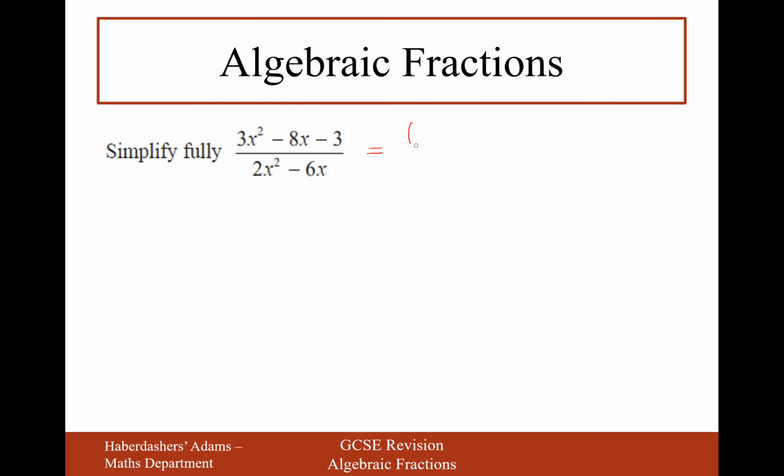Okay, let's start factorizing. So it's going to be a 3x and x on the top. It's going to be an x minus 3 at the back and a plus 1 at the front. So that will give it a minus 9x and an x. That will give it minus 8x in the middle.